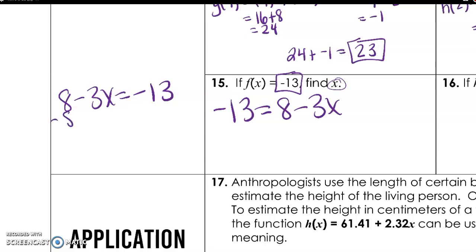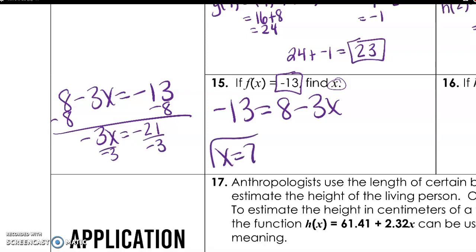So solving this, I would subtract 8. -3x equals -21. Divide by -3, and x equals 7 is my answer. So if you think about ordered pairs, they're giving you the y value, and you have to work backwards to find the x value.